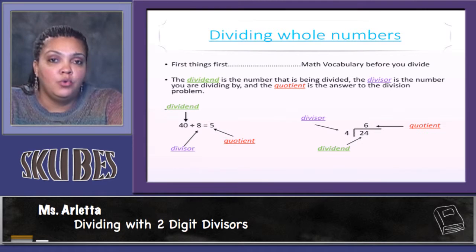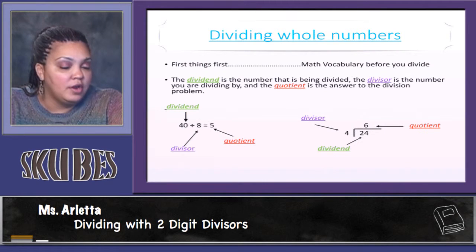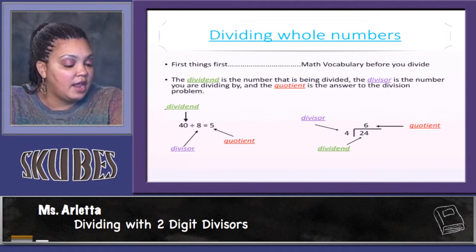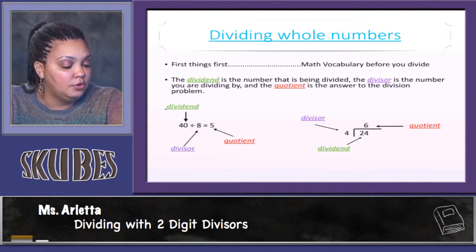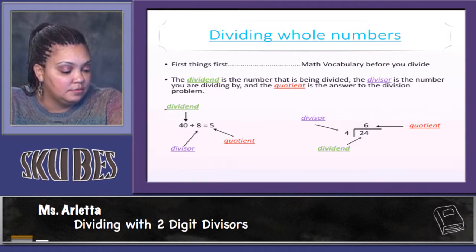When you're dividing whole numbers, there are three particular math terms that you need to remember. One of them is dividend, the next is divisor, and the next is quotient. You will see that I have two different models here of division problems. 40 divided by 8 is equal to 5, and 24 divided by 4 is equal to 6.